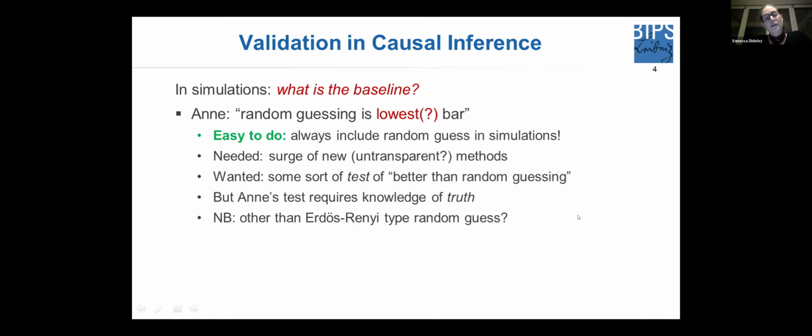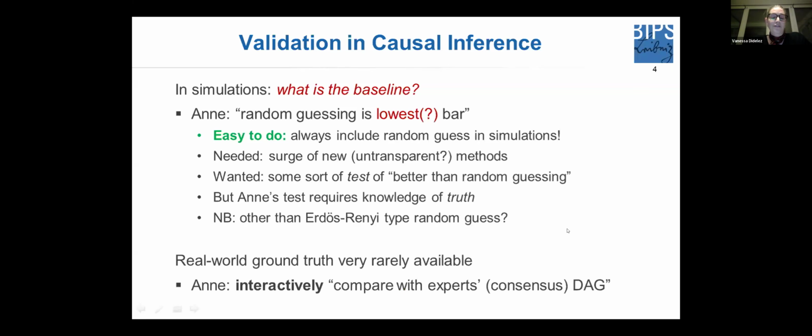Anna proposed that what she wanted was some sort of test of better than random guessing. I'm not so sure that I understand the use of this test, because when we are doing a simulation, where we need to know the truth for the test, when we are not doing a simulation, we can repeat many times anyway. We don't need a statistical test. And in other situations, we don't know the truth. And I also think I still need to think a bit more about whether there are cases where we might not want to use this Erdős-Renyi type random guess, but something else.